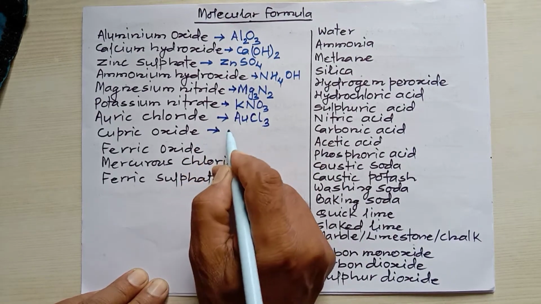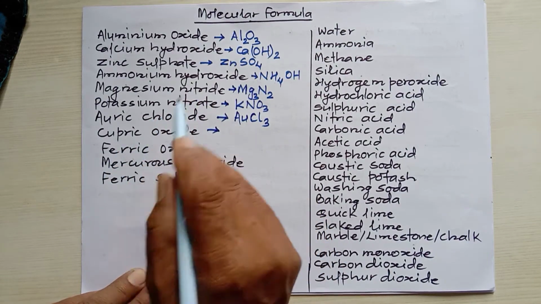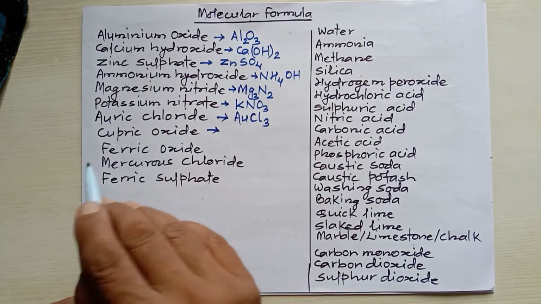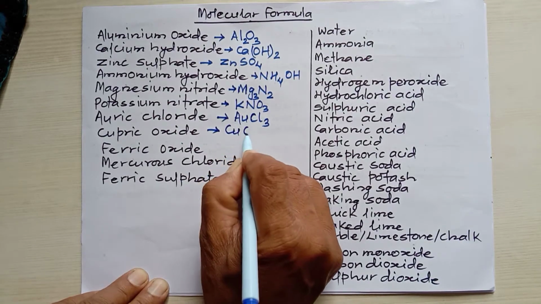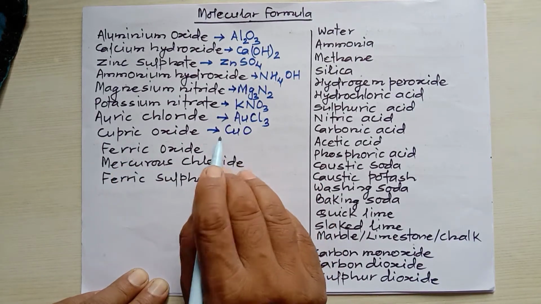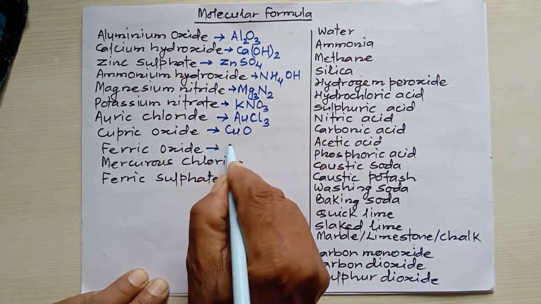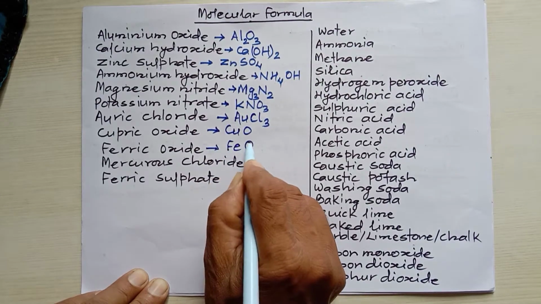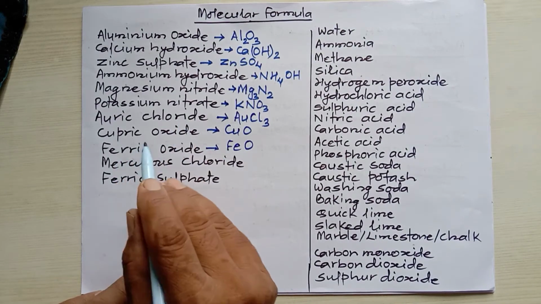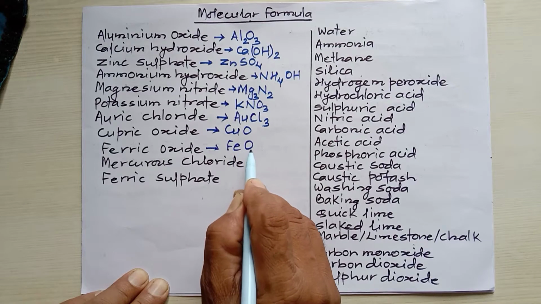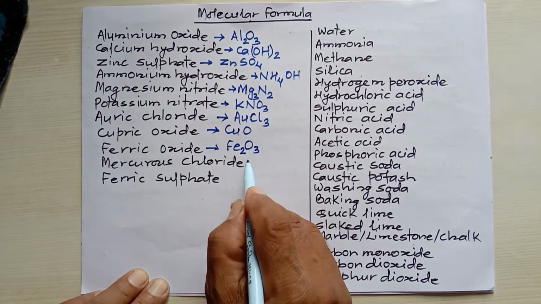Cupric oxide: cuprous means the valency of copper is 1, cupric means the valency of copper is 2. I told you in the previous class, for the variable valency of a metal, ous means less valency, ic means more valency. Cupric: copper is combined with oxygen, ic means its valency is 2, ous means 1, that's why 2 valency, equal valency, no exchange. Now ferric oxide: here also iron is combined with oxygen, ic means the valency of iron is 2 or 3, at this time it is 3 because ic means more valency. Iron valency 3, oxygen valency 2, that's why the valency of oxygen is given to iron and iron's to oxygen.